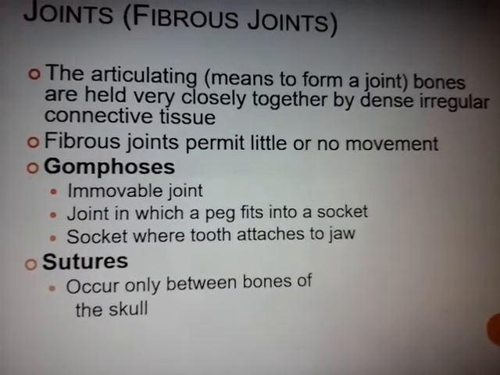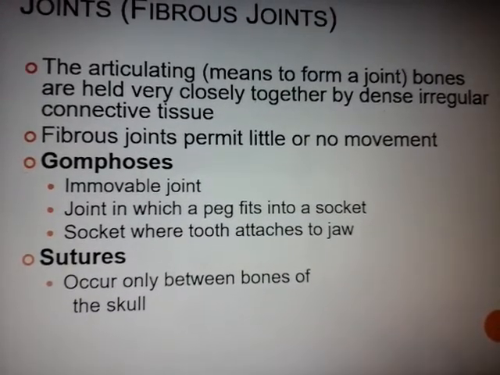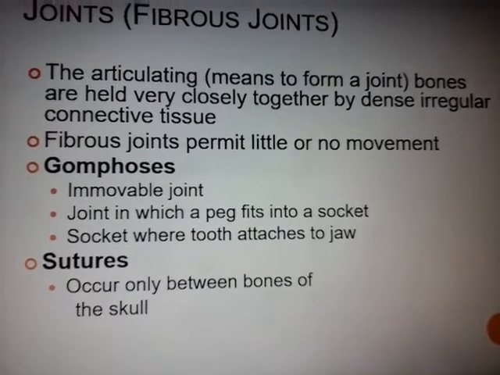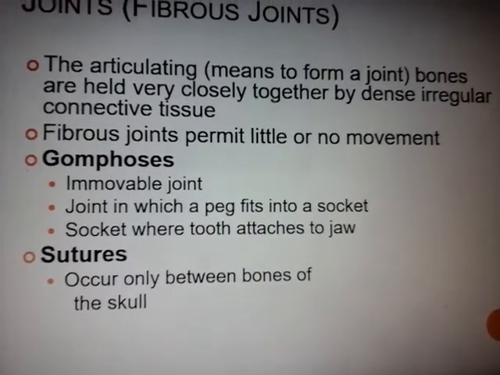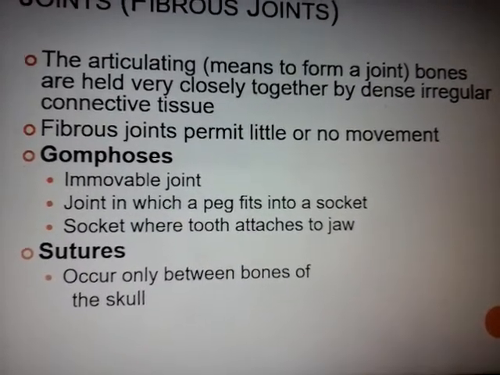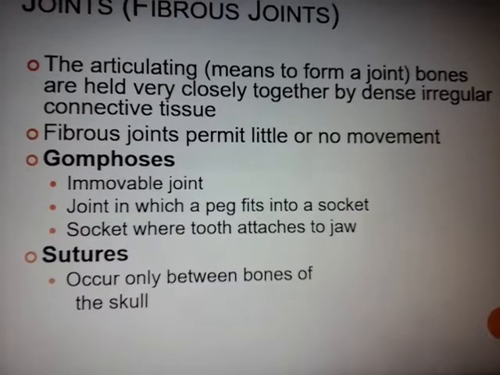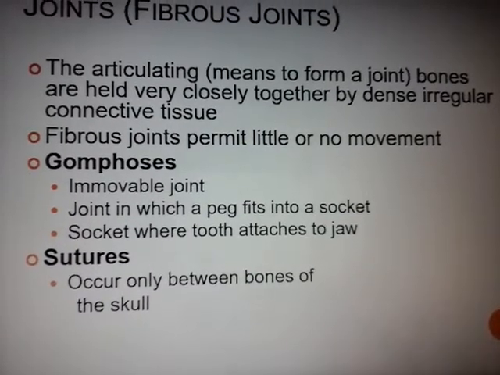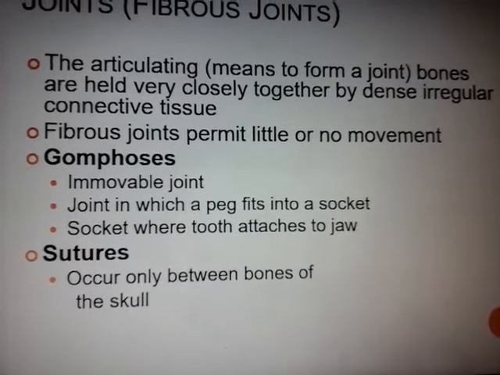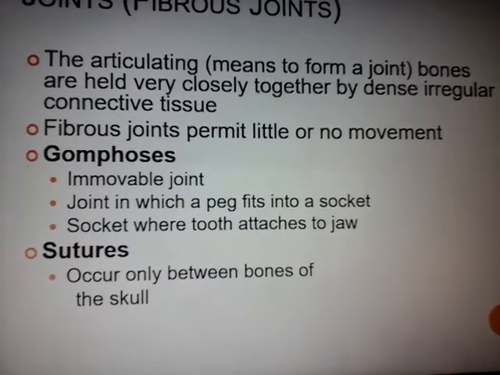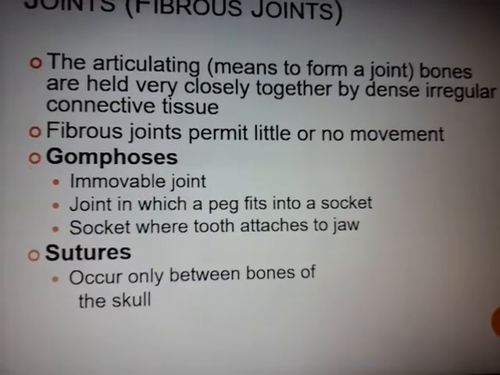So gomphosis joints are what you think of as your tooth sockets. That's why your gum gets its name. And even though your teeth aren't bone and aren't part of your skeletal system, we've talked about how the dentin is actually stronger than bone. And so therefore we consider your tooth sockets to be a type of joint.